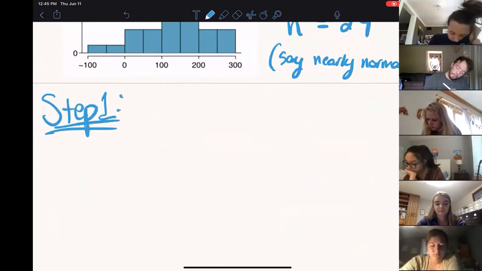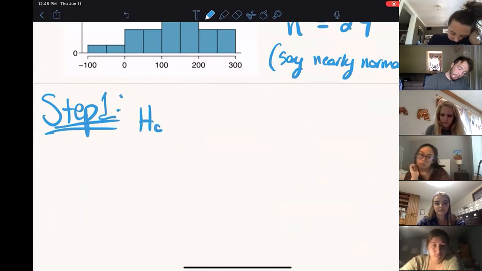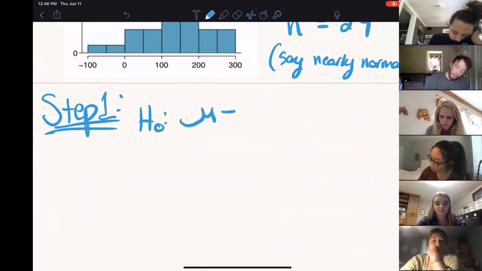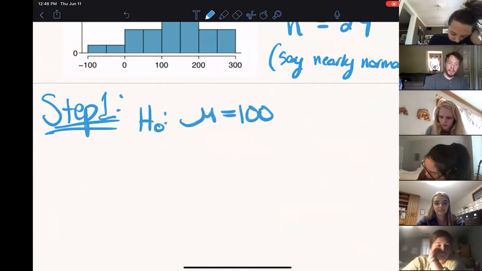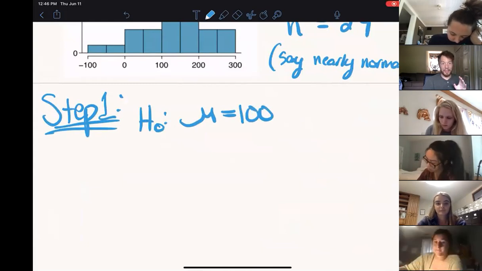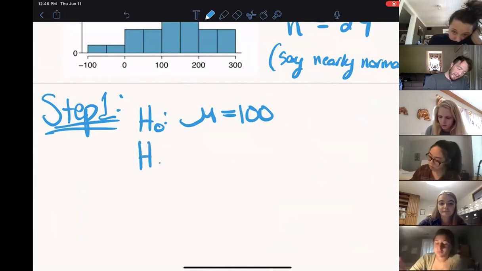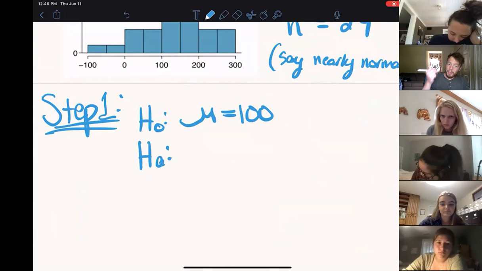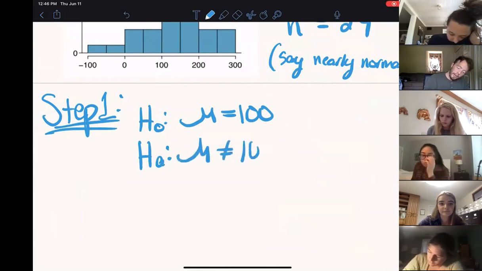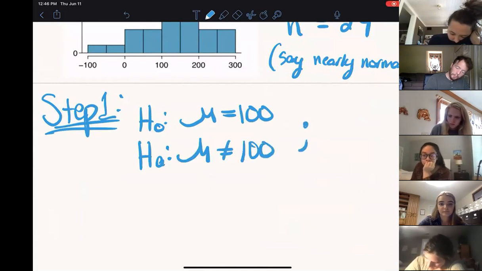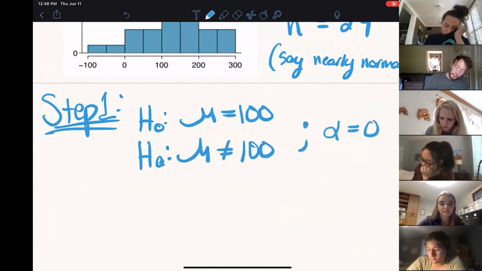Step 1, we just make our hypotheses. These are pretty straightforward, and you all have been getting these on the homework, so I think we're pretty good at reading a question and determining what the hypotheses should be. In this case, our H naught is mu is equal to 100, the true population average is equal to 100, or the alternative that it isn't equal to 100. And I'm going to let alpha be equal to 0.5 again.